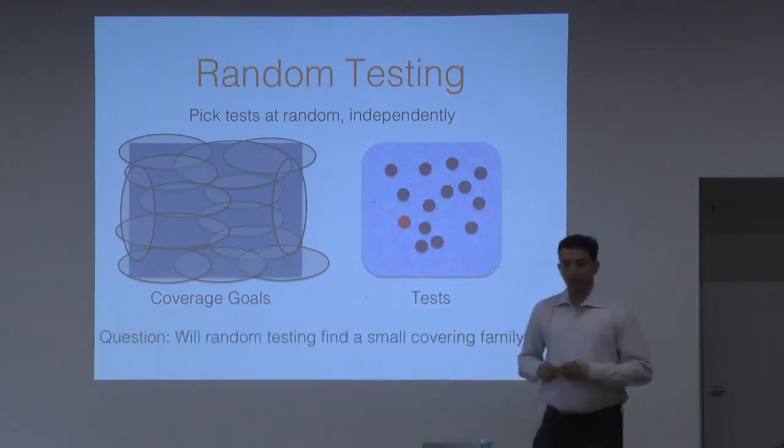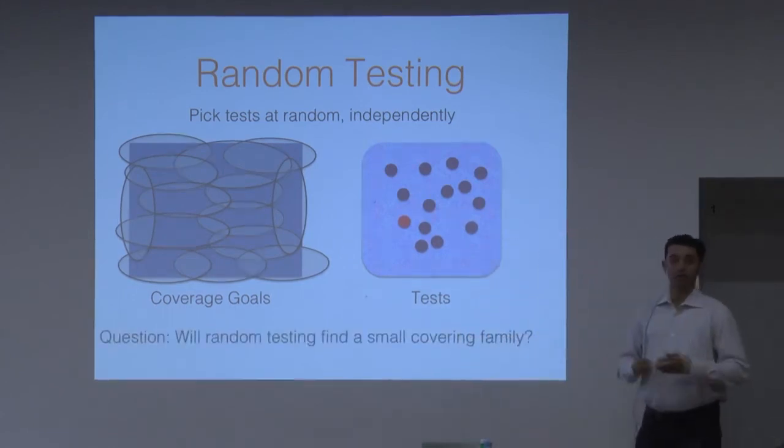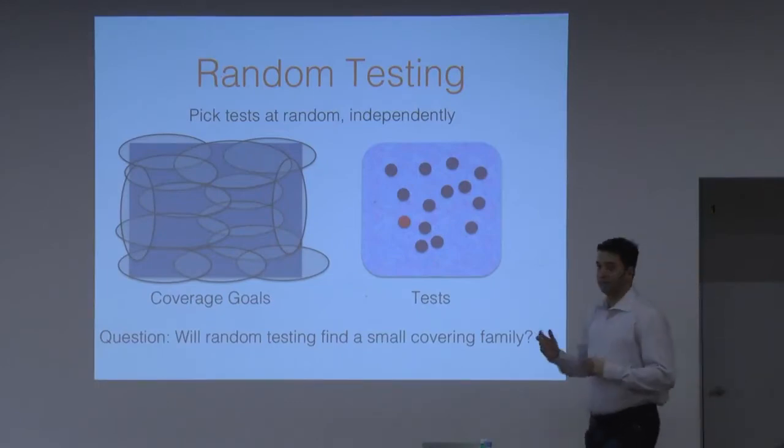And so this is a question that we'll explore, right? So under what circumstances can we ensure that this random procedure can find a small covering family.